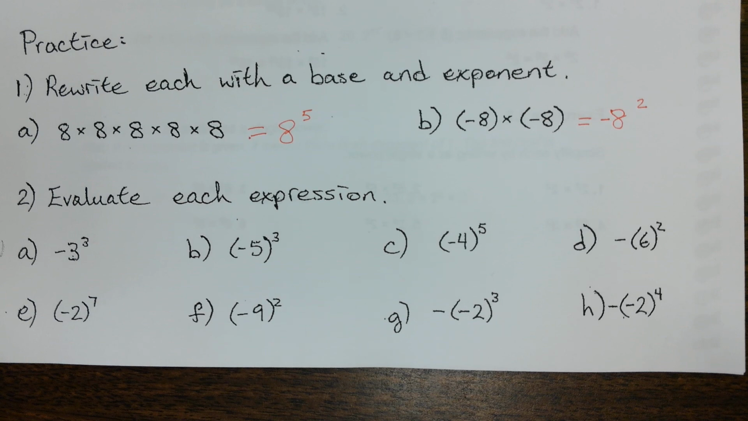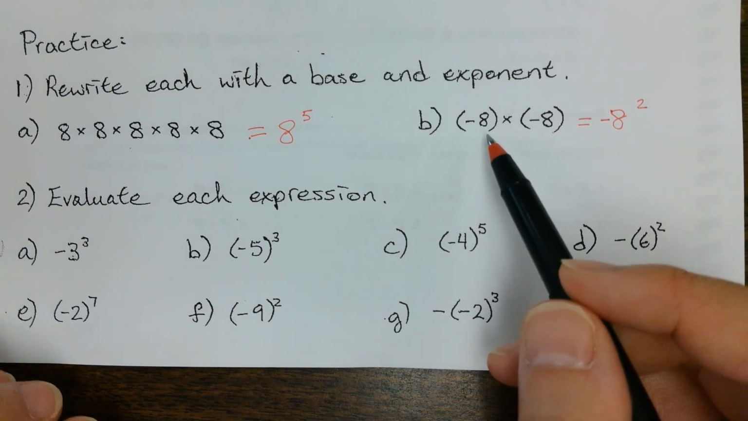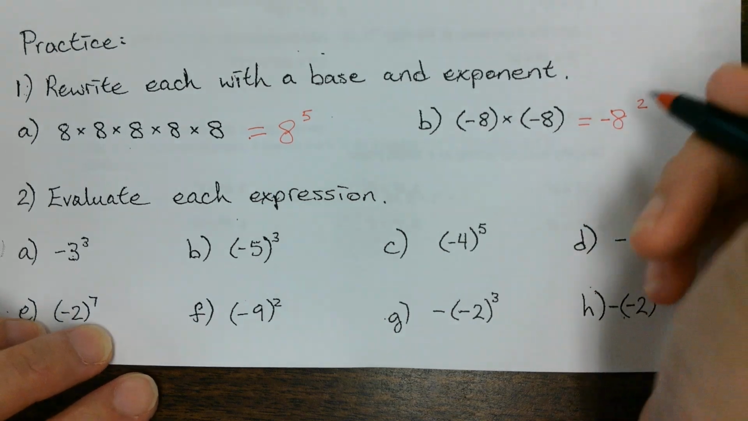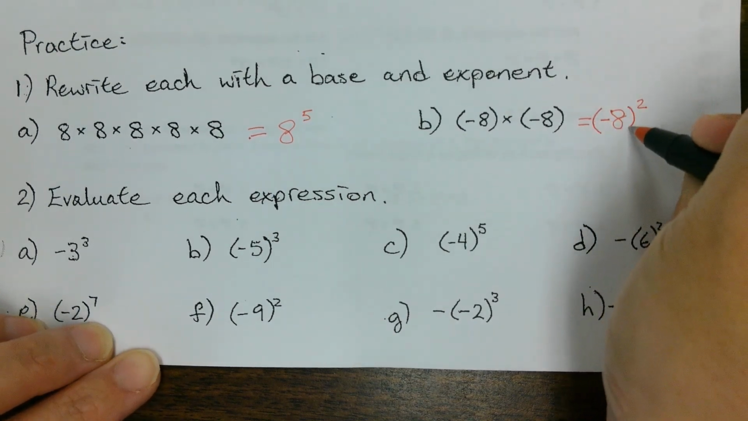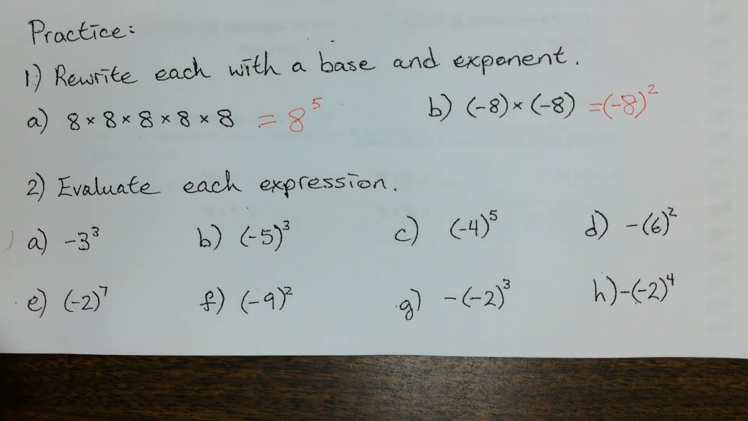A little more. What's your base right here? Yeah, what's your base? What's your base number? The -8, right? So including the negative, right? So you need brackets. If you don't put brackets, you didn't do the whole base. Okay. Thank you.